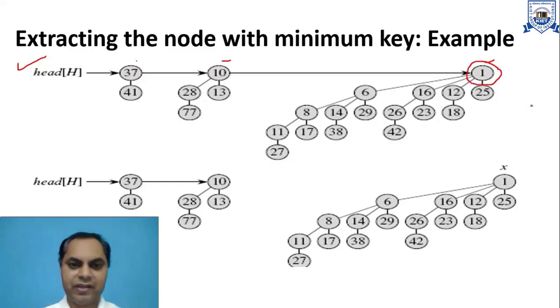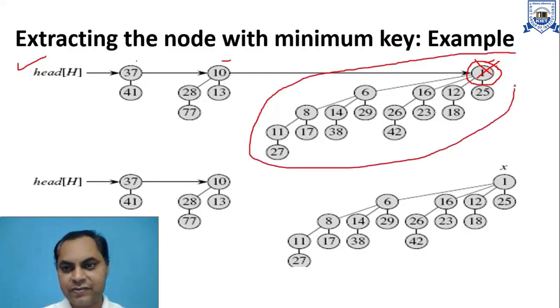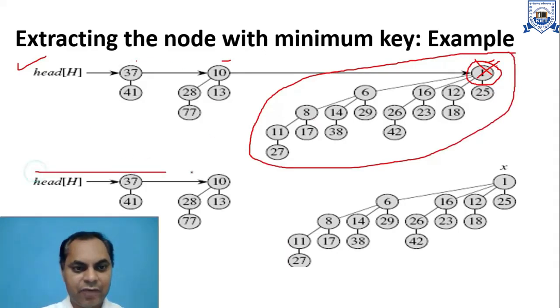Now what do we have to do? We have to remove this node 1. If we remove this node, the whole tree which is rooted at this node would not be accessible from there. So the remaining binomial heap would be this.